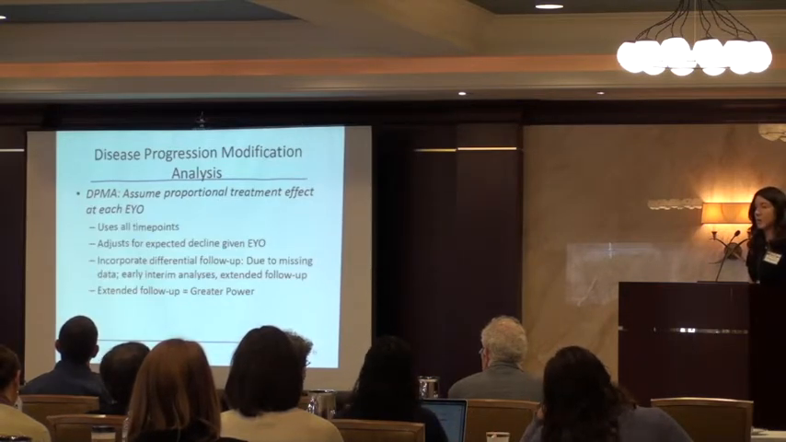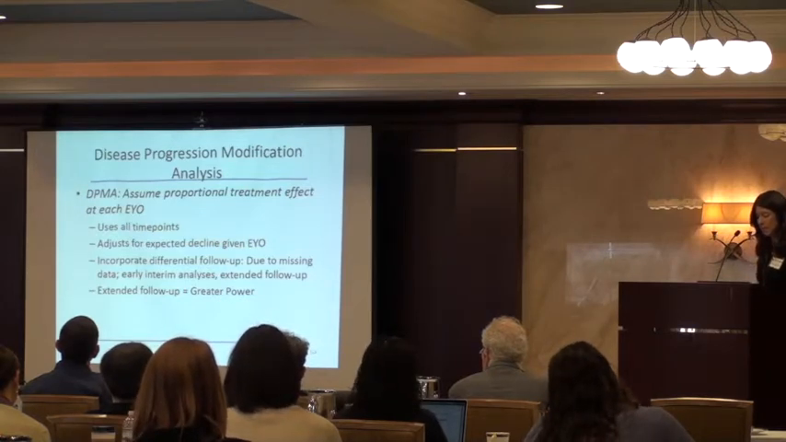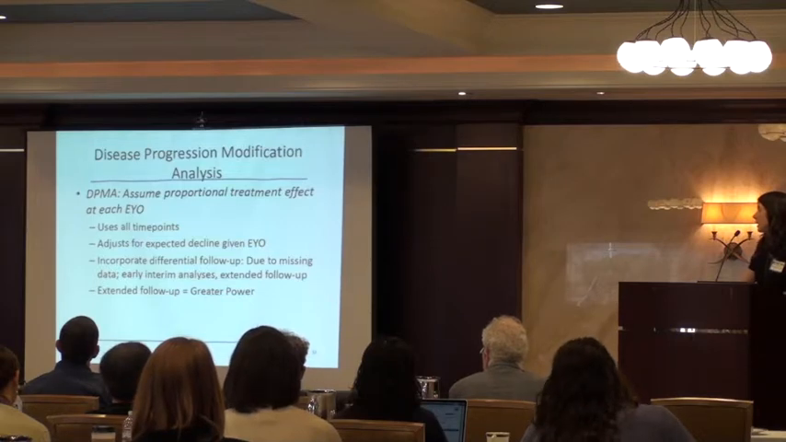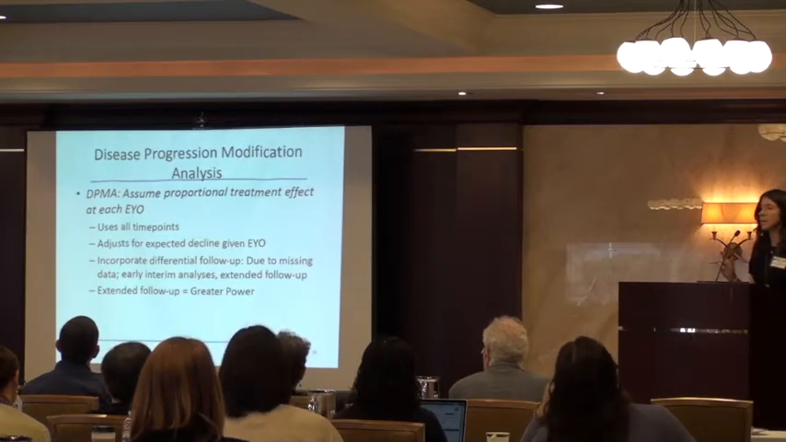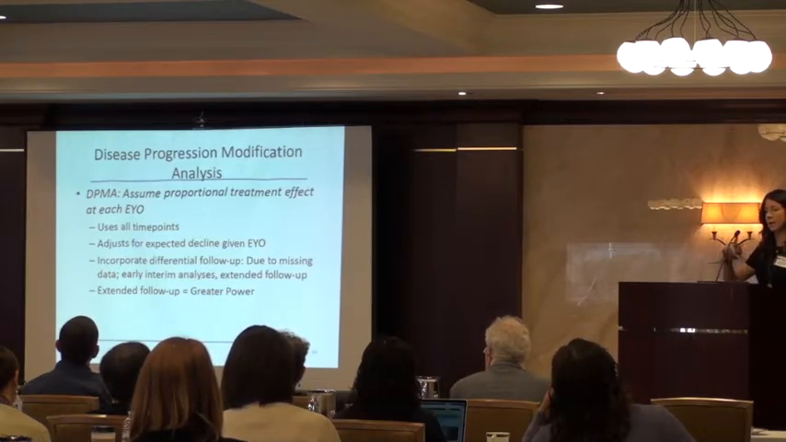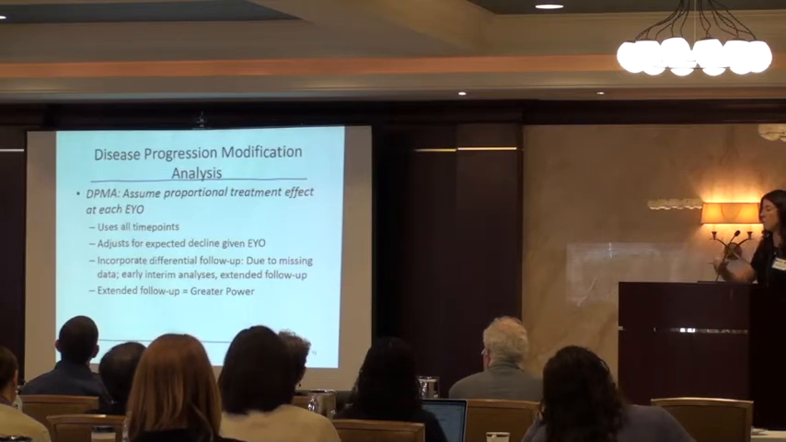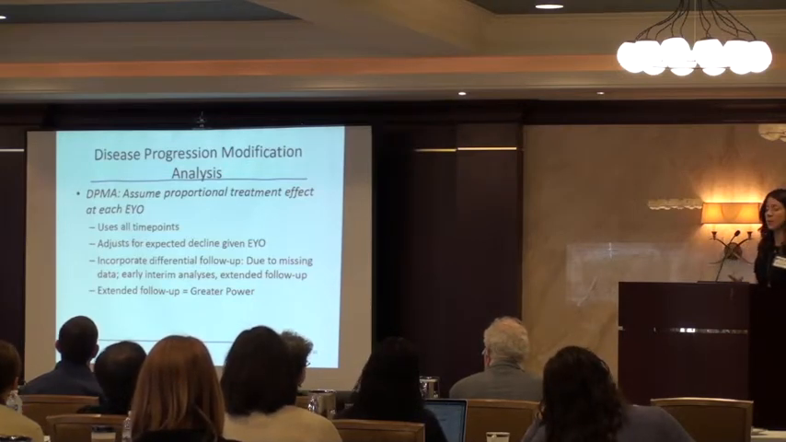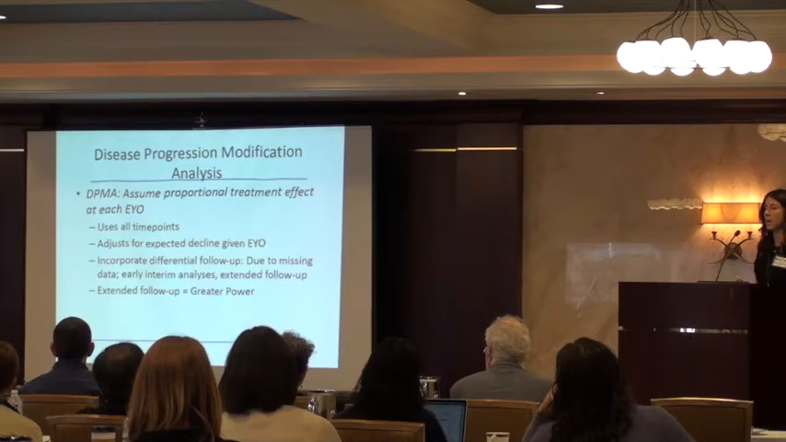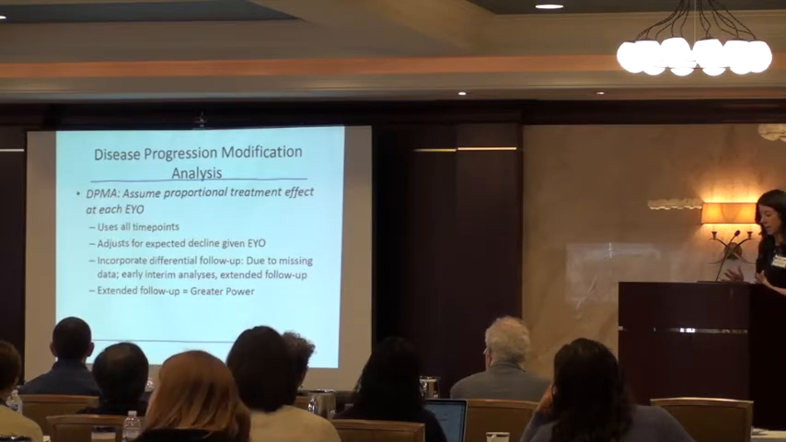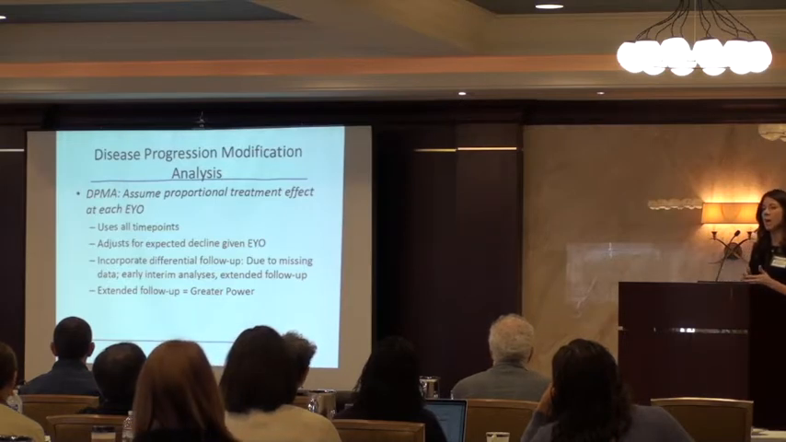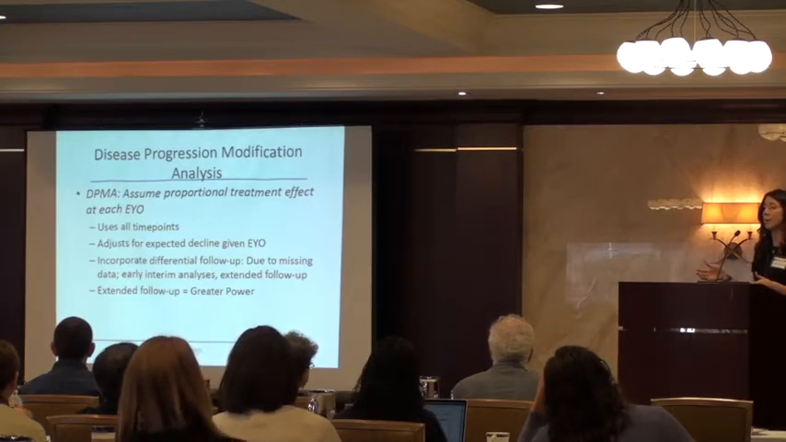Not to go into too many details, this is in the papers that I've added for this talk, but this disease progression modification analysis uses all time points. So it's informed by the difference seen at 1 year, 2 years, 3 years, 4 years. This is especially important, and where we gain a lot of power, because when we're enrolling in these slow rare diseases, enrollment can take quite a while, and we can have pretty long extended follow-up on individuals.